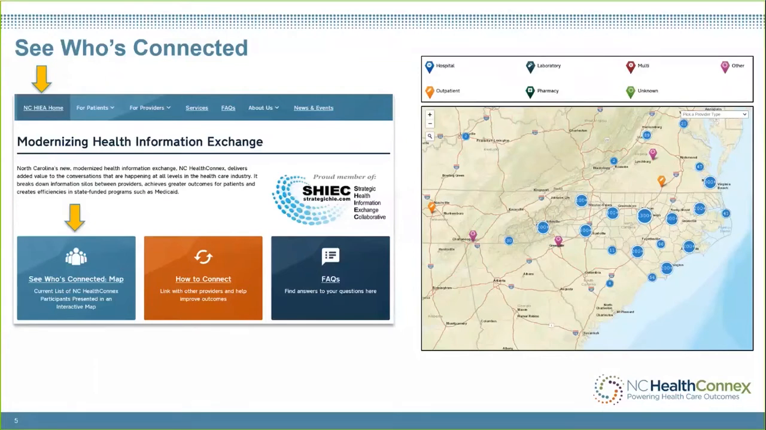So as you can see from the screen, if you go to our website, you can click on the home button located at the very top left hand of the screen. Scroll down to the bottom to the blue box, and you will see a box that says see who's connected. You can click on that box, which will take you to the map. And then at the bottom of the map, there's also another box where you can view it in a table format as well.